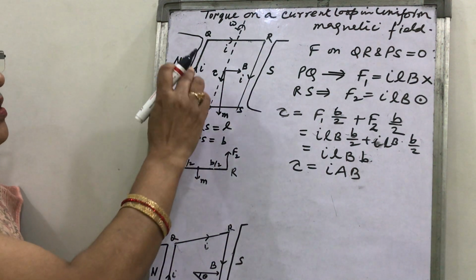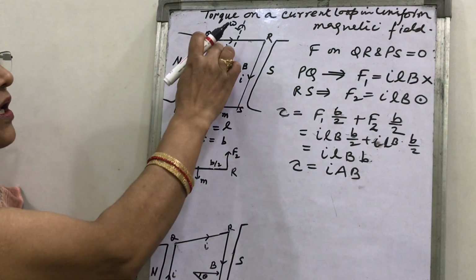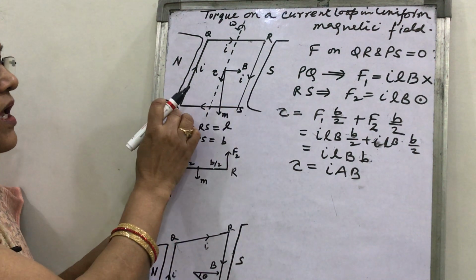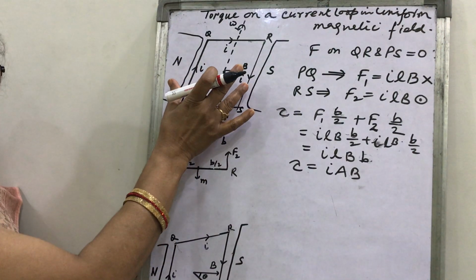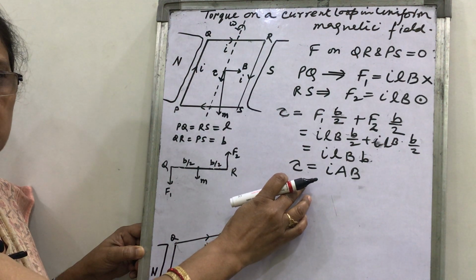Look, net force is 0 because at these two arms there is no force. Here the current is in this direction, and these two arms' forces are equal and opposite. Net force is 0 and torque is this much.